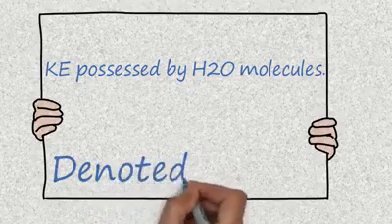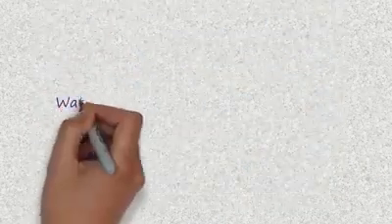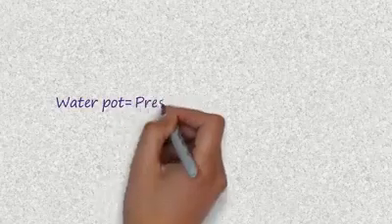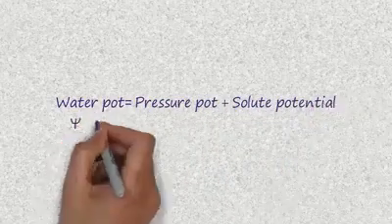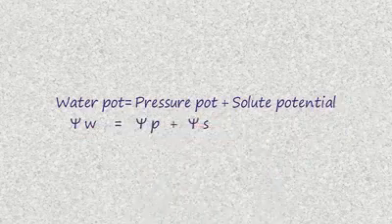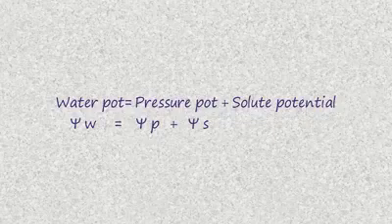Water potential is denoted as psi W and it is dependent on two factors. One is the pressure potential, the other one is the solute potential. And we can write it in the form of an equation that psi W is equal to psi P plus psi S. Psi P is the pressure potential and psi S is the solute potential. So we have to discuss all these three things, I mean water potential, pressure potential and solute potential, in detail.